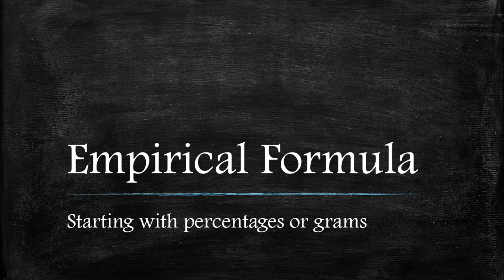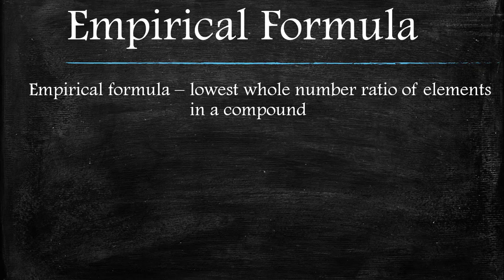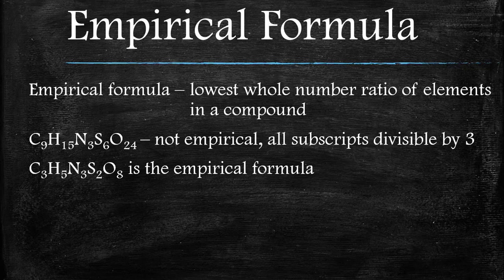This video is the first of two on a topic called empirical formula. An empirical formula is the lowest whole number ratio of elements in a compound. For example, you could have C9H15N3S6O24, but this is not an empirical formula. All of the subscripts are divisible by 3. So for this compound, we would say the empirical formula is C3H5N3S2O8.